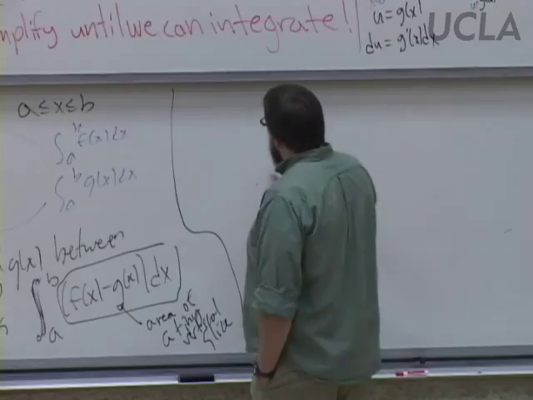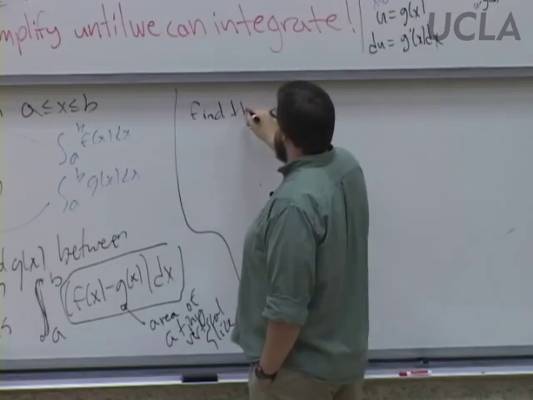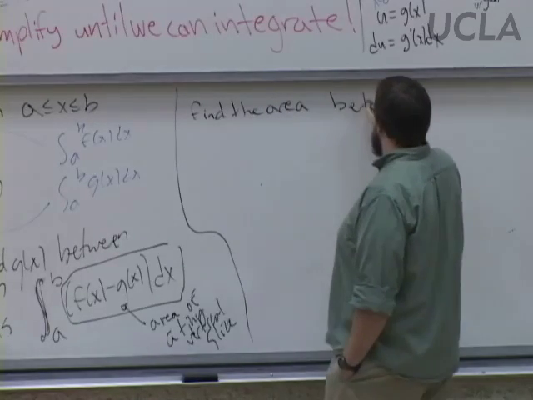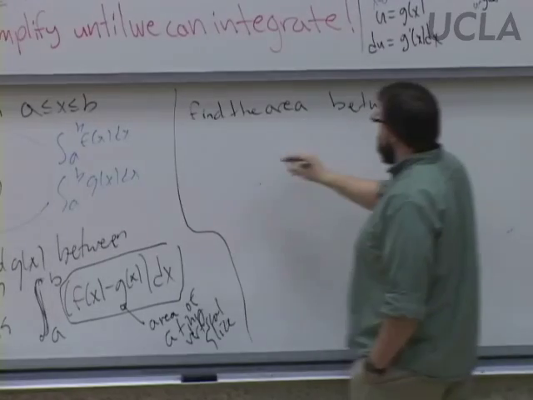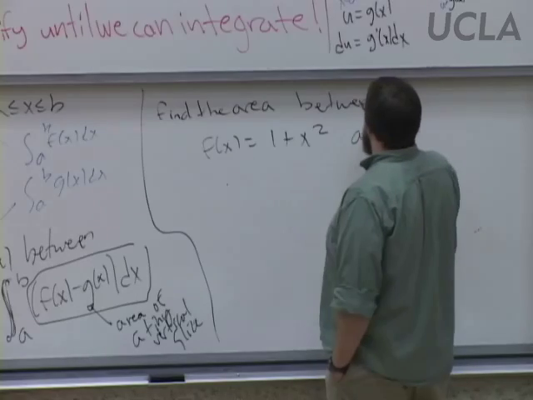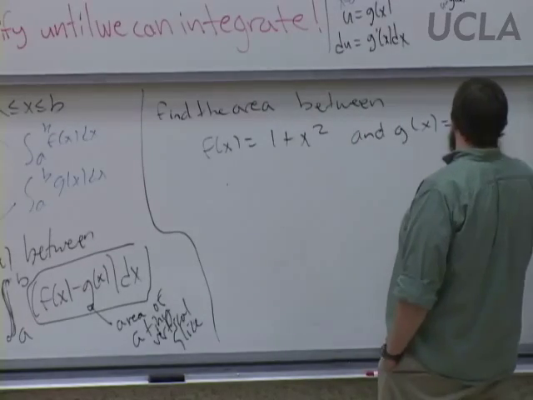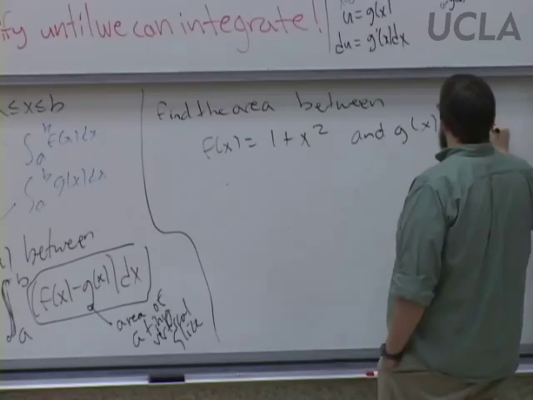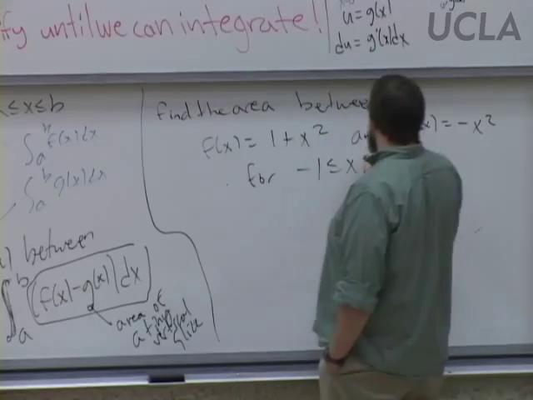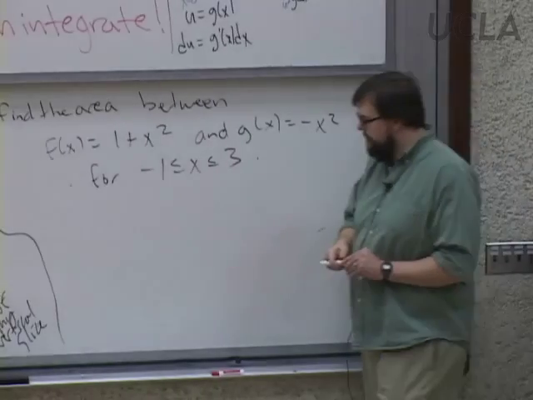Okay, so suppose I ask the following. Find the area between f of x equals 1 plus x squared and g of x equals 2 minus x. Oh, wait, sorry. Let me do negative x squared for -1 less than or equal to x less than or equal to 3. Let's suppose I ask for this question. We'll do a very simple one first.